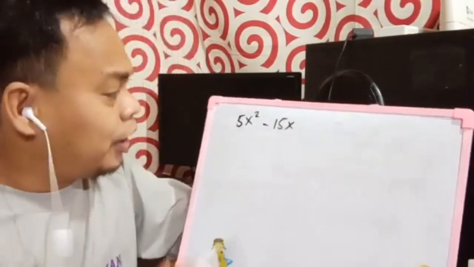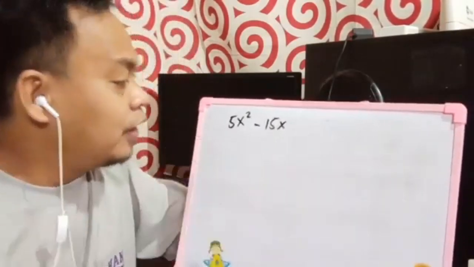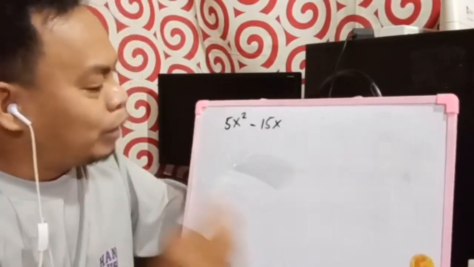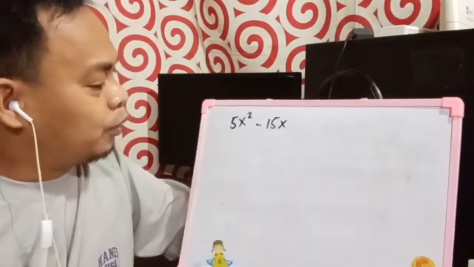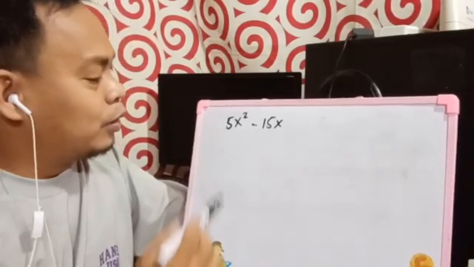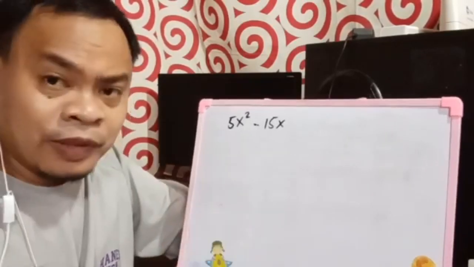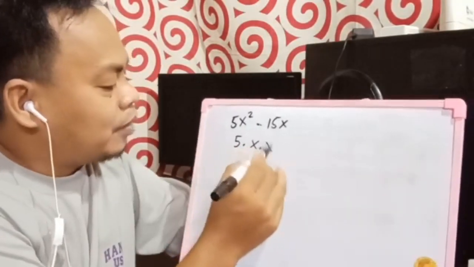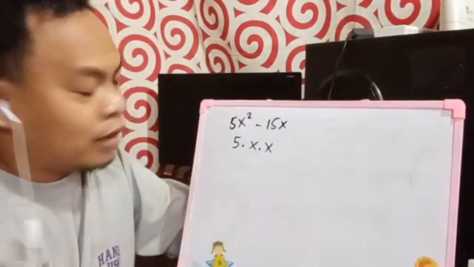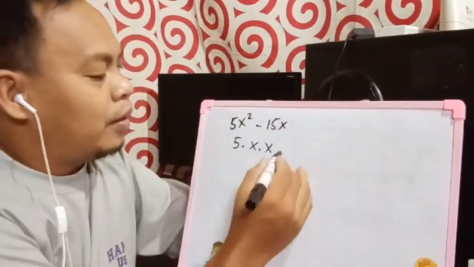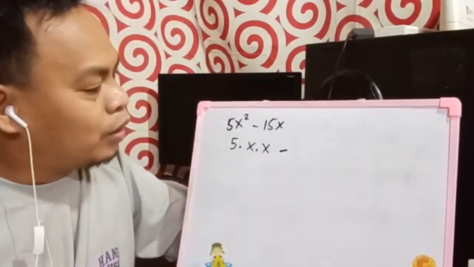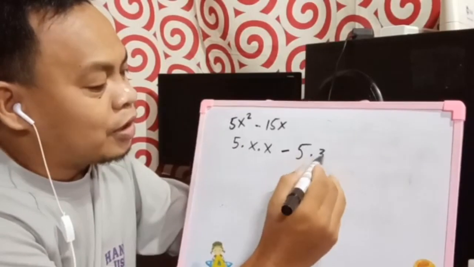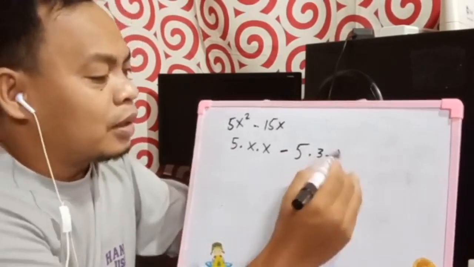For our next example, we have here 5x squared minus 15x. So first step, factor each term completely. So we have a binomial kasi dalawang terms. So our first term is 5x squared and our second term is 15x. 5x squared, we can express this one as 5 times x times x. So that is 5 times x, that is 5x, then 5x times x is 5x squared. Then minus 15. So ano ba ang factor ni 15? So 15, we can express this one as 5 times 3. 5 times 3 is 15. Then times x.